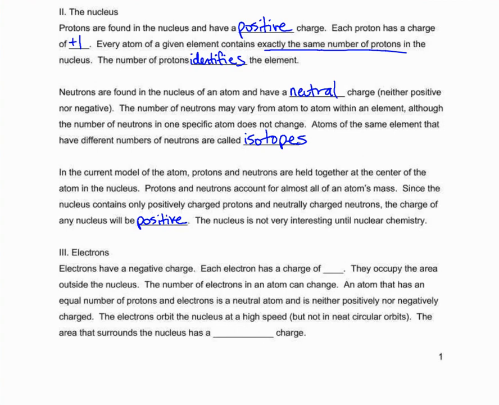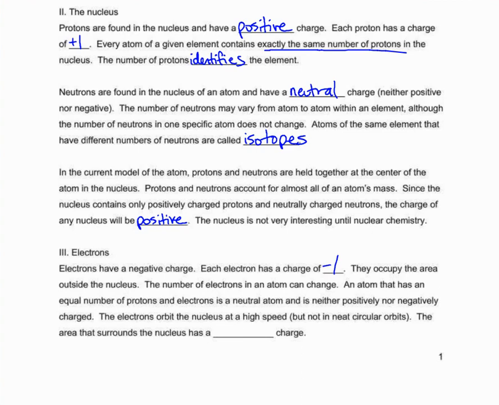Then we have electrons. Electrons have a negative charge. Each electron has a charge of -1. They're going to occupy the area that is outside of the nucleus. The number of electrons in an atom can change. This is how the electrons are a little more interesting.